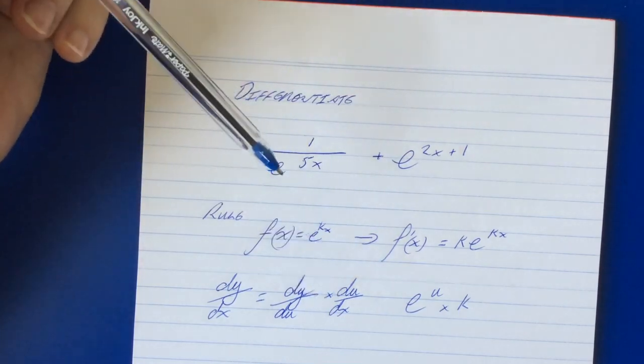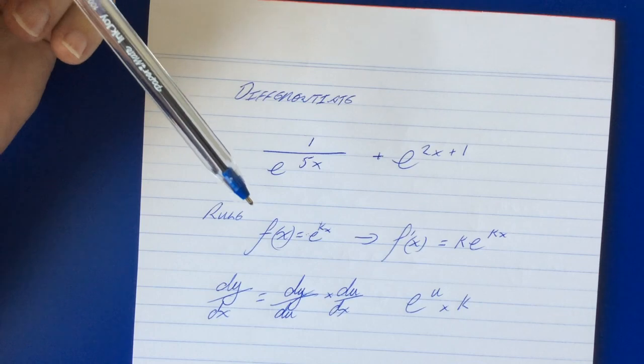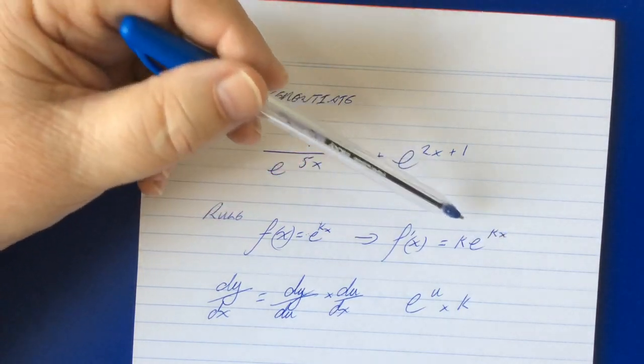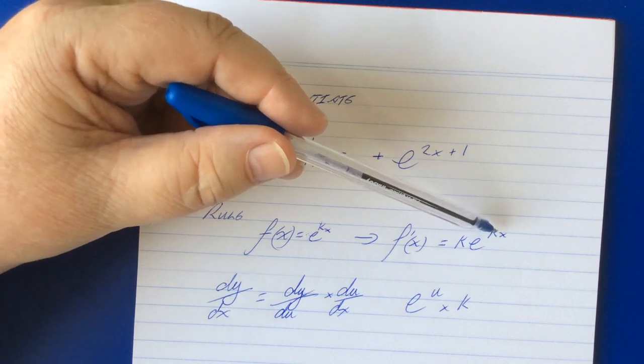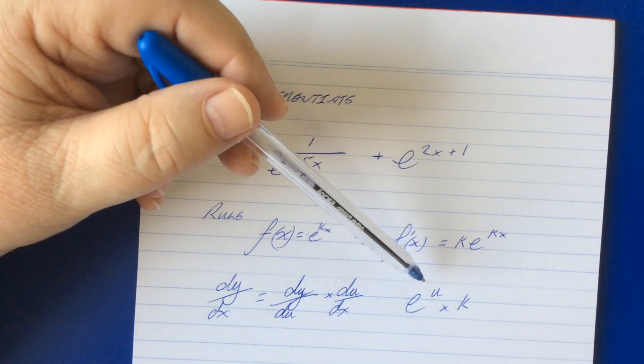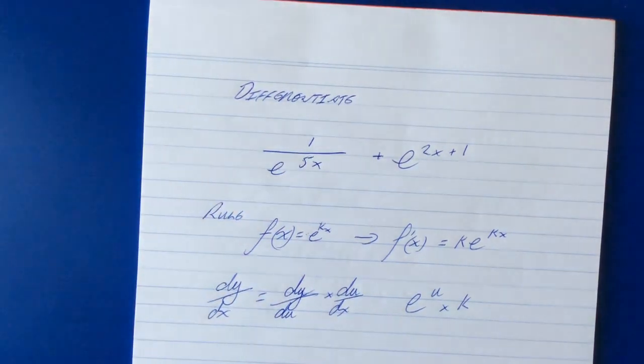So basically what we do is we break this problem up into parts. We name this u, and we find the differential of u, and we find the differential of e to the u. And so let's get to it.